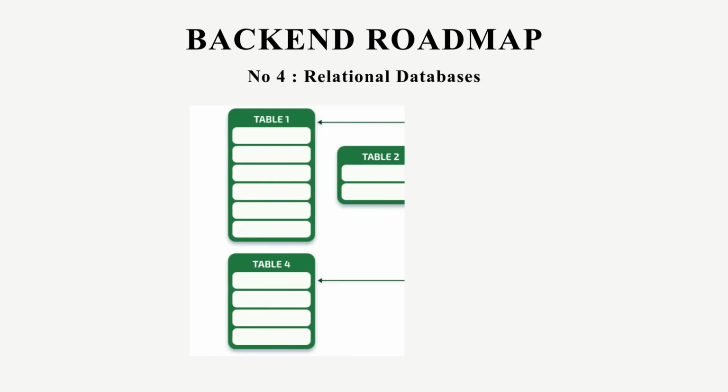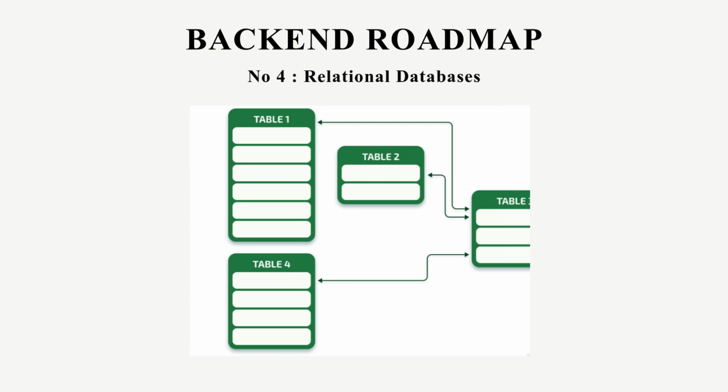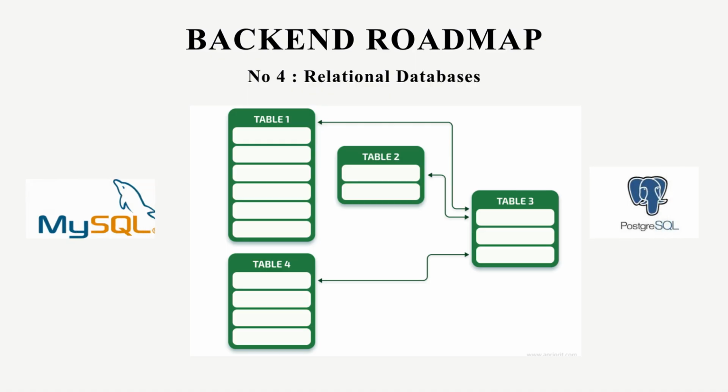Number 4, relational databases. Most backend applications need a database to store information. Relational databases organize data in tables with relationships between them. Two of the most important relational databases are MySQL and Postgres. Backend developers use SQL queries to interact with these databases. Another important concept is database migration. Migrations allow developers to update the data structure safely as the application evolves.